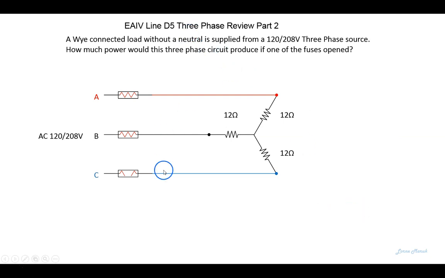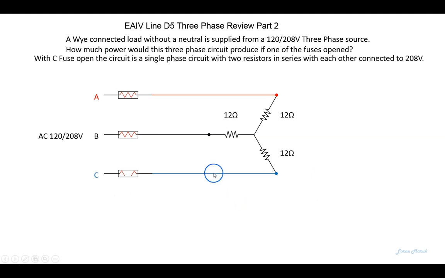Now what would happen if we lost, in this case, C fuse? How much power would this circuit produce? Without a neutral, if we lose C phase, all we have is basically a single phase circuit with 2 resistors in series with each other. And because they're in series, each of these will drop half the voltage. They are connected across 208, which is a line-to-line voltage.